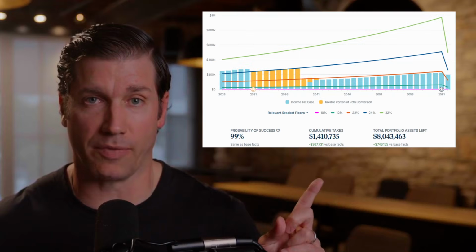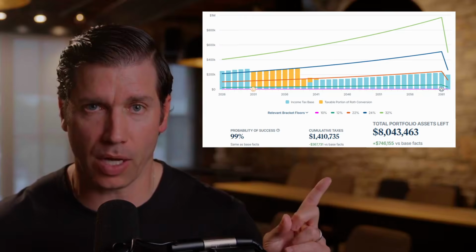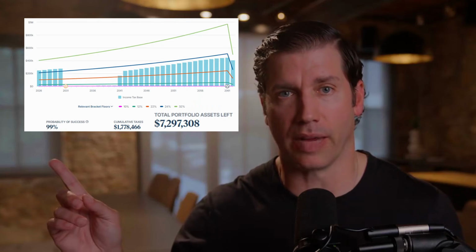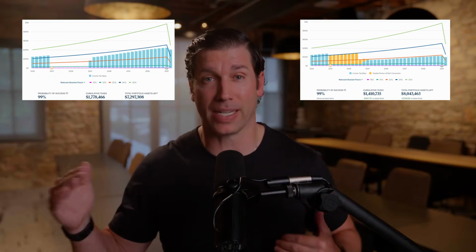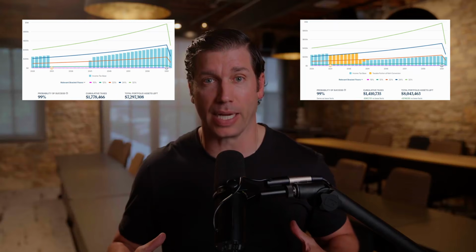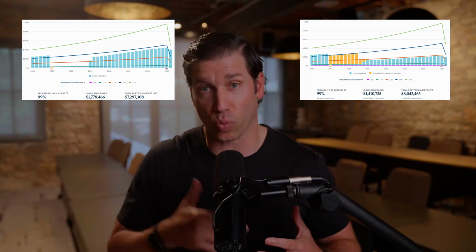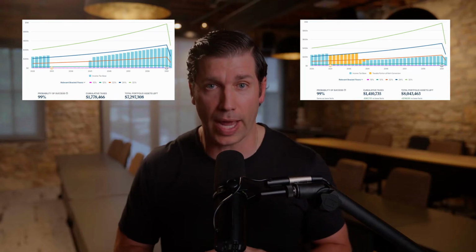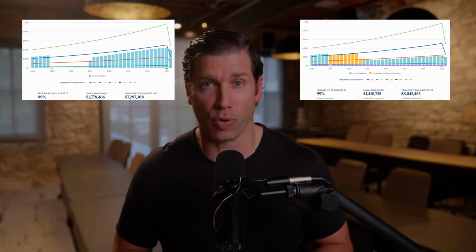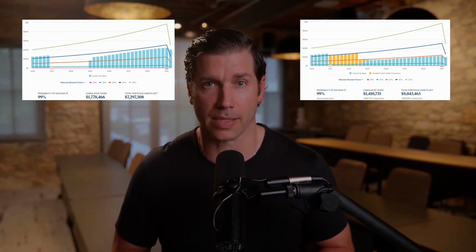The other thing I would make sure to hit on is the after. Look at the after tax, what's left in the portfolio, over $8 million. Over here, 7.2. So that's a dramatic difference with proper tax planning, not only in the tax savings, but in the growth that occurs along the way if those are put back into the portfolio versus going to paying taxes.